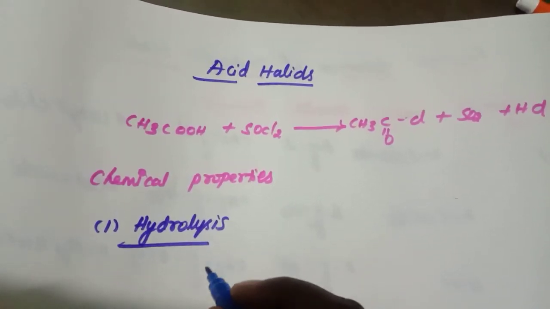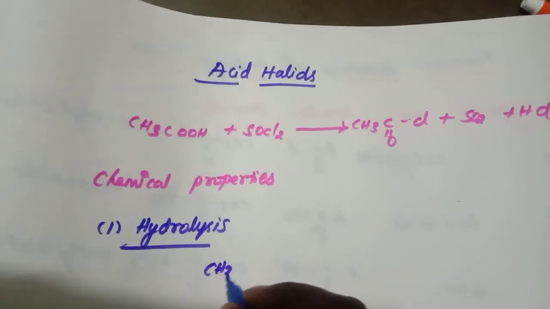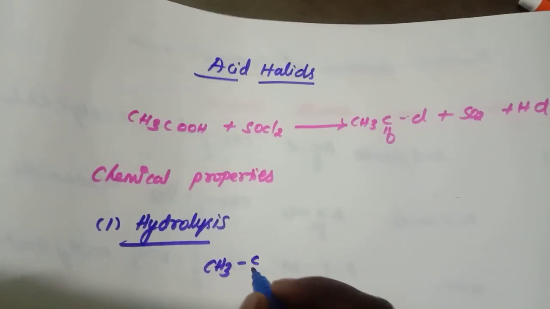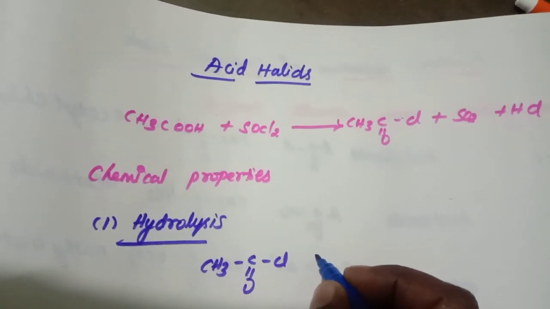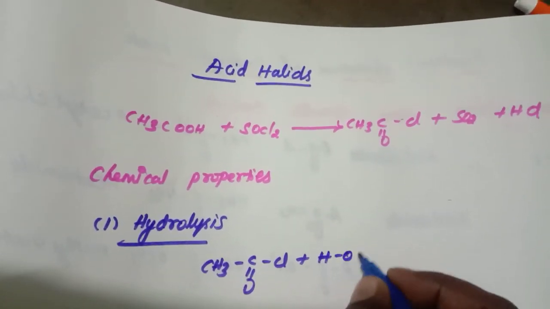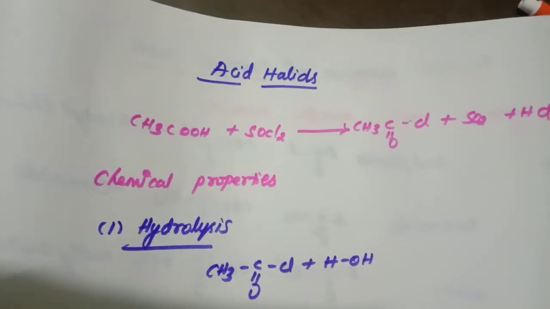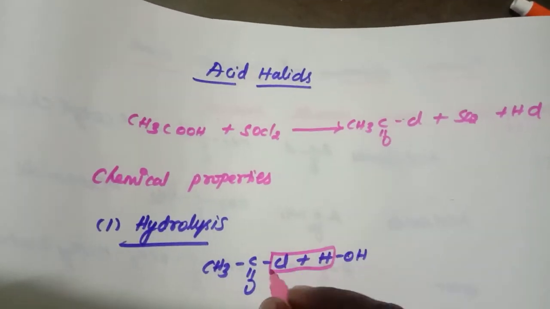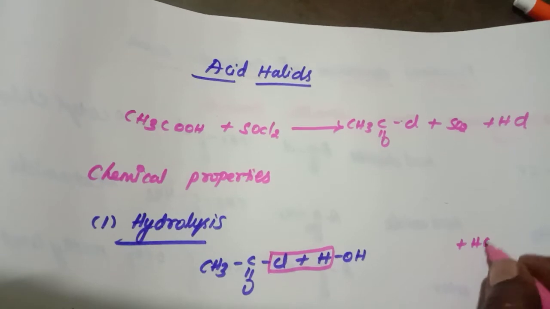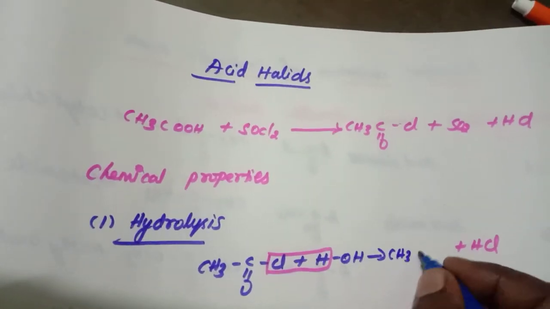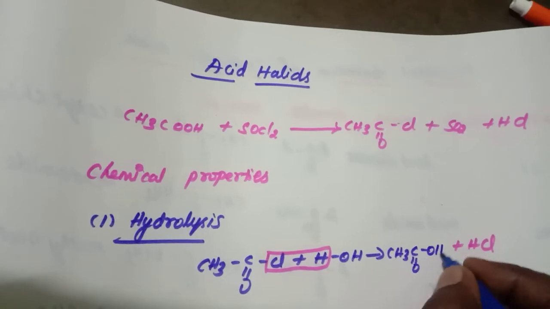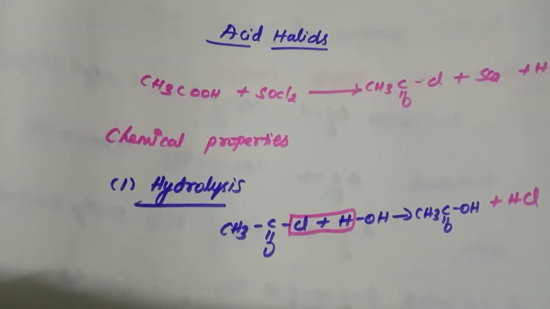For example, when acetyl chloride undergoes hydrolysis, and this is removed as the water molecule, it gives acetic acid, CH3C=O OH, acetic acid.